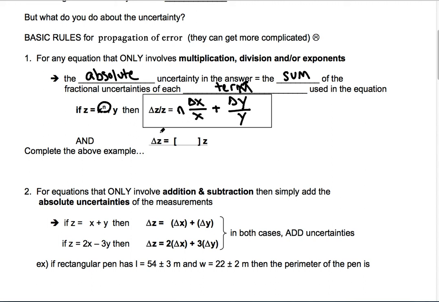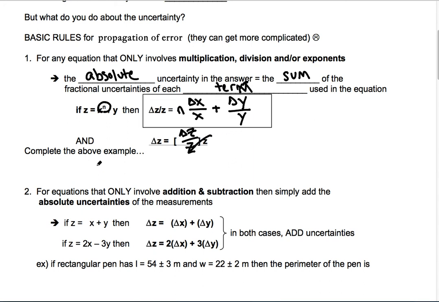And if I want to get my absolute uncertainty, my delta z, once we get a number from that, all I need to do is multiply by z. So I have to take my fractional uncertainty and then multiply it by my actual value.